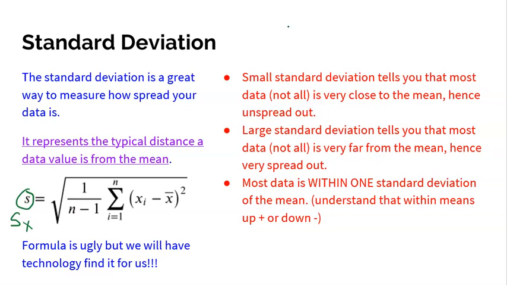For example, if I'm measuring the heights of elderly people, I might use S and then a little E here. So the standard deviation of elderly people. But you don't really need that. Just use an S. It's fine with me.